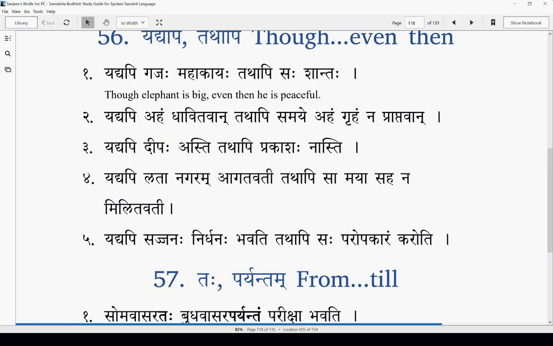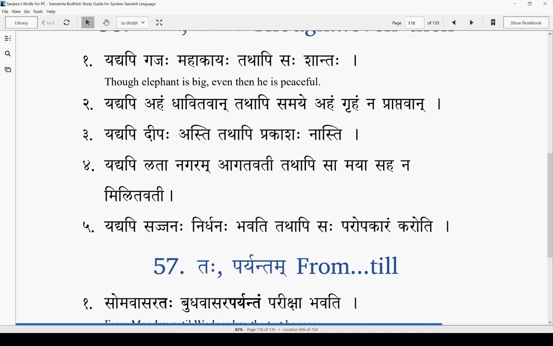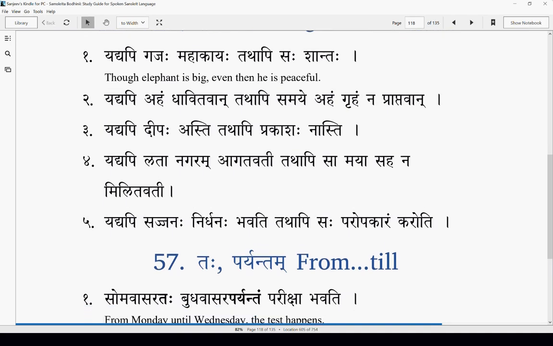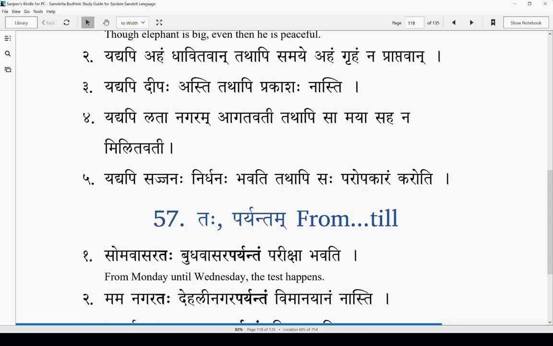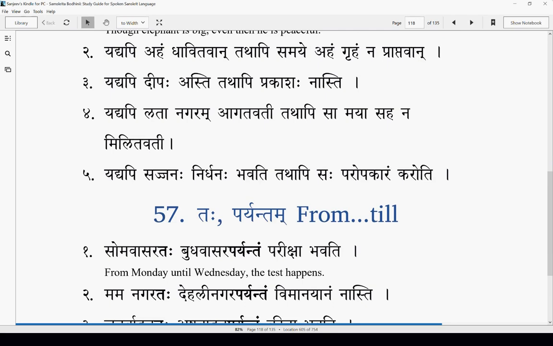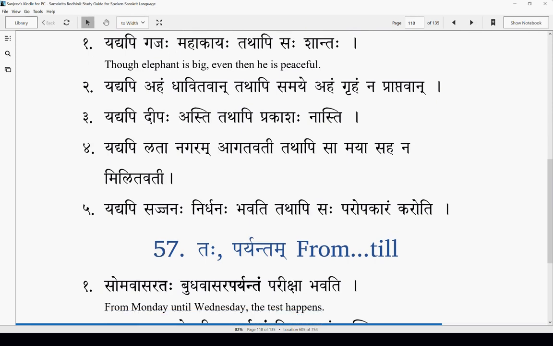And there is a kalatra also. Kalatra or kalatra. Kalatram is an upasarga-less word. Kalatram is bharya, patni. Kalatram is an euphemism for wife.